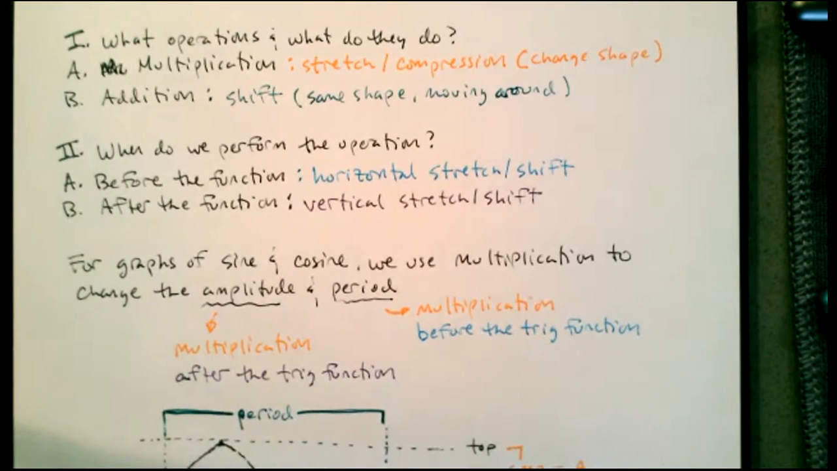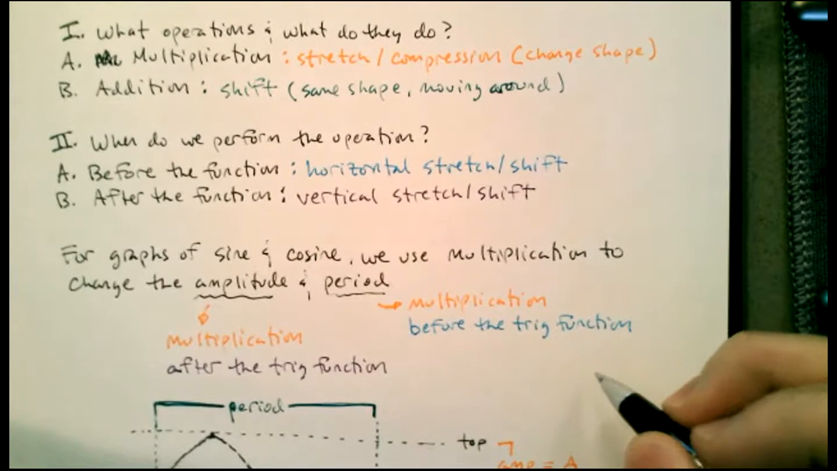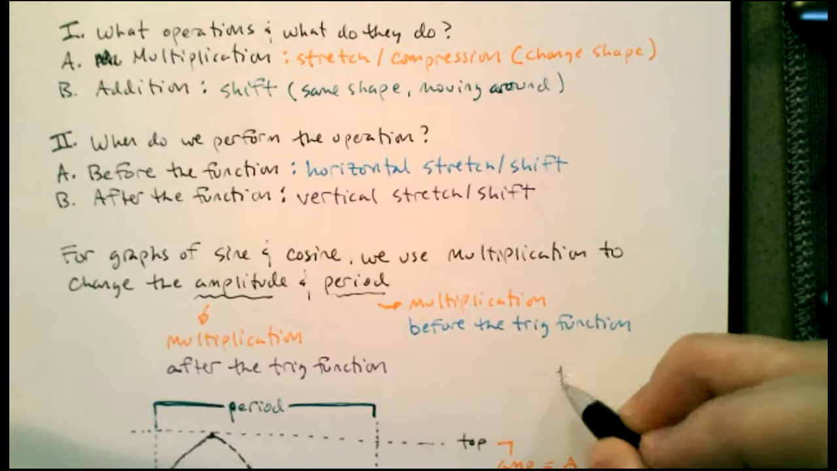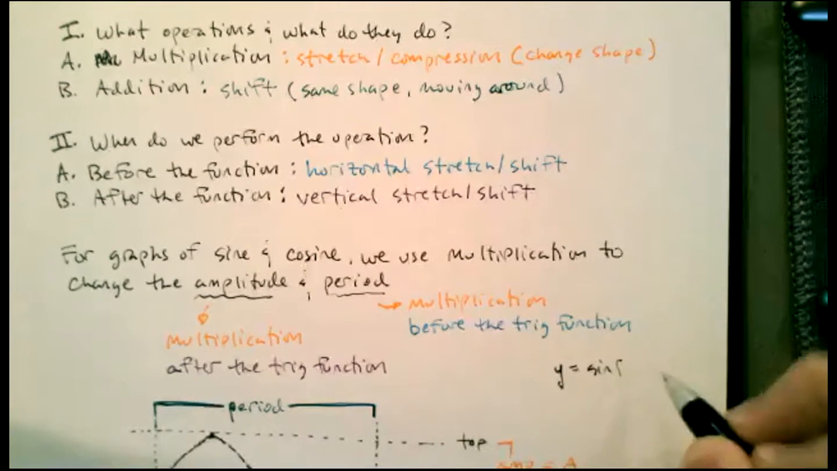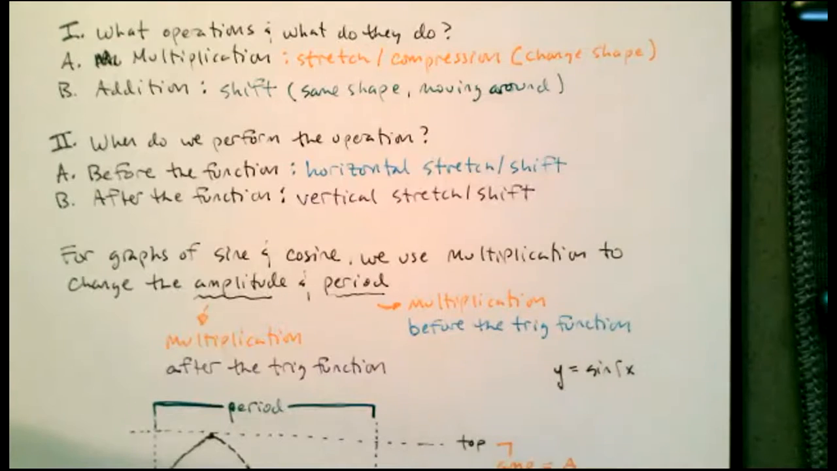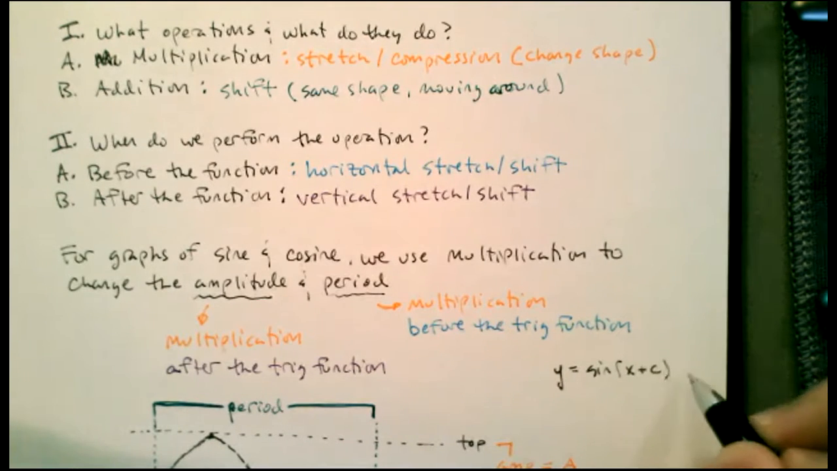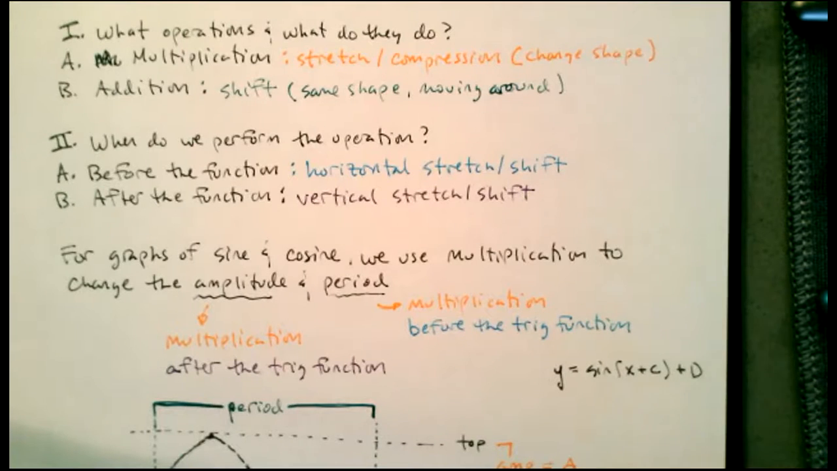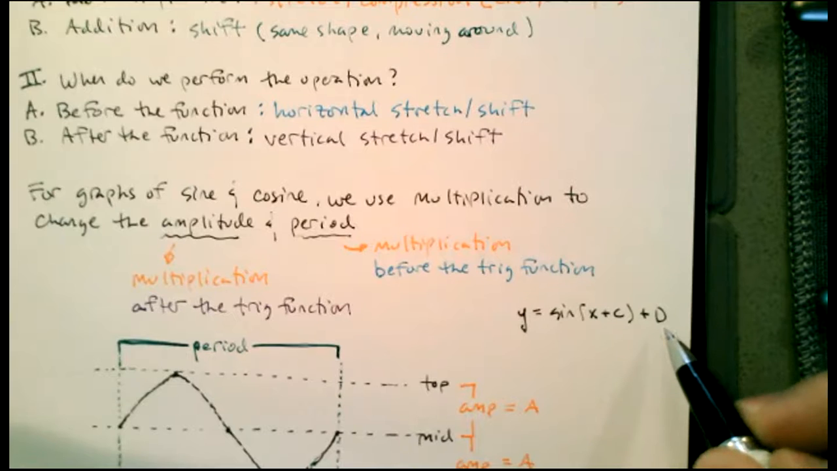So what I want to look at now on Desmos is the graph of y equals the sine of x. I'm going to keep our period at 2 pi, and I'm going to keep the amplitude at 1. But I'm going to add something before the trig function. I think I'll use a c when I do it before, and then plus d. I want to look at the effect of addition before the trig function and after the trig function.